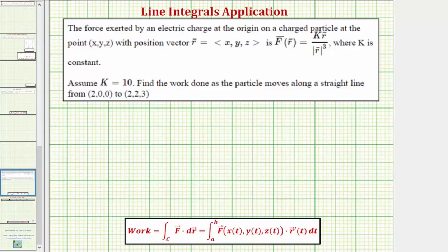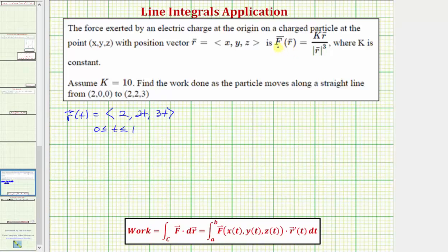So let's first find r of t that would trace out the line from this point to this point. We'll notice how the x-coordinate stays at 2, so the x-component of r would just be 2. The y-coordinate goes from 0 to 2, so let's let the y-component be equal to 2t. The z-coordinate goes from 0 to 3. Let's let the z-component of r be equal to 3t. So this would trace out the straight line from this point to this point when t is on the closed interval from 0 to 1.